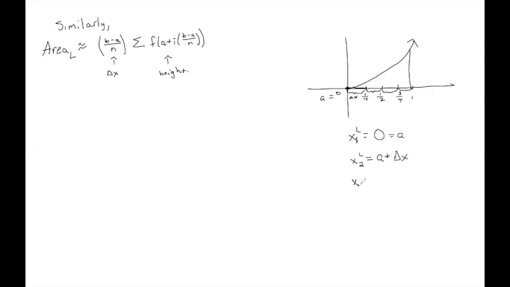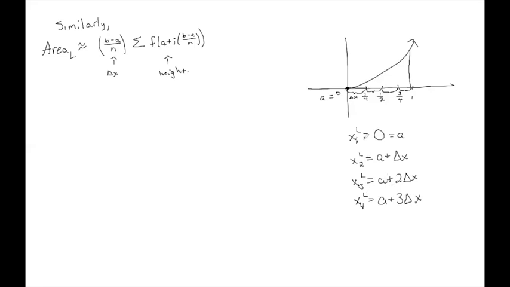Okay. How about this? Well, this is A plus 2 delta x, right? To get to the second one, I add 1 copy of delta x. To get to the third left endpoint, I go 1, 2. Now I'm there. Now to get to the fourth, remember our fourth started at 3/4, so it was 1, 2, 3. I start at A and I add 3 copies.